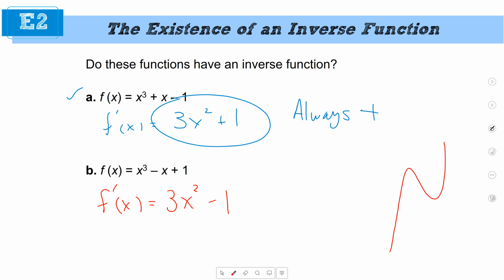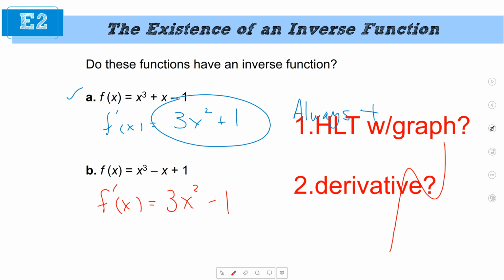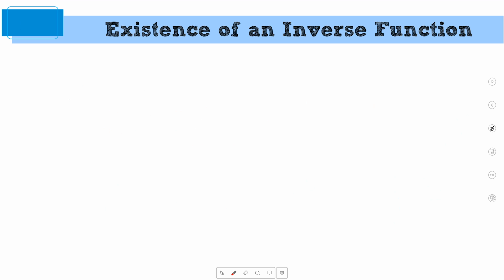Remember, squaring functions always makes it positive. The same is not true about odd functions. If you raise something to the third power, it doesn't guarantee that it's positive. It can be positive or negative. Okay? Good. And we did both of those. So we did the HLT with your graph, and then we talked about the derivative.